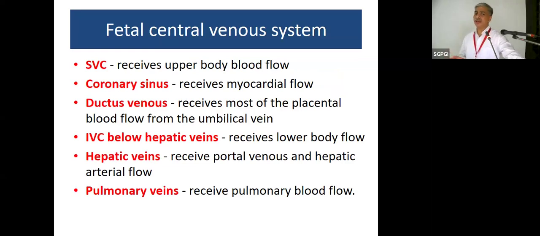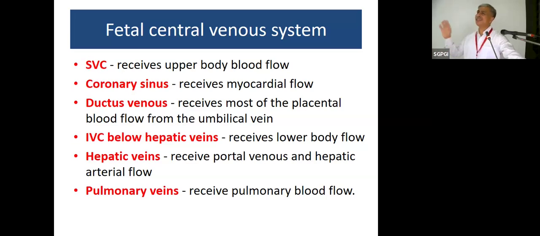SVC, superior vena cava, which receives blood from the upper part of the body. We have coronary sinus, which is draining the myocardial flow. The ductus venosus, which receives most of the placental blood from the umbilical vein, which we have already learned. The IVC, which is below the hepatic veins, receives blood from the lower body, and hepatic veins, which receive portal venous and the hepatic arterial blood.